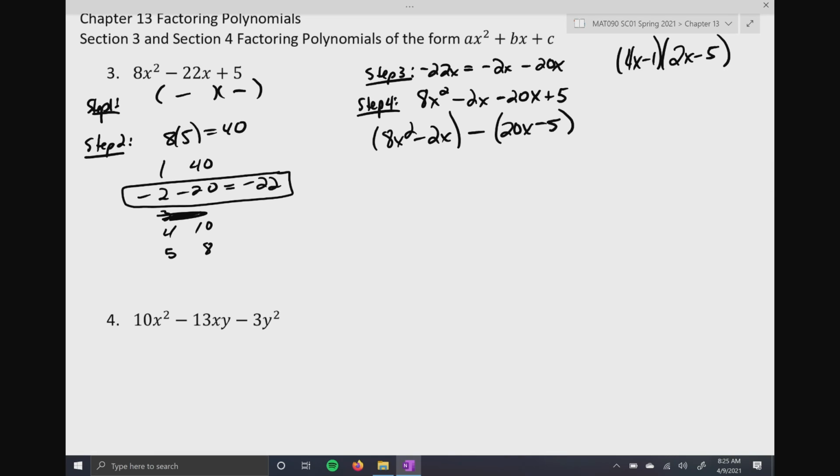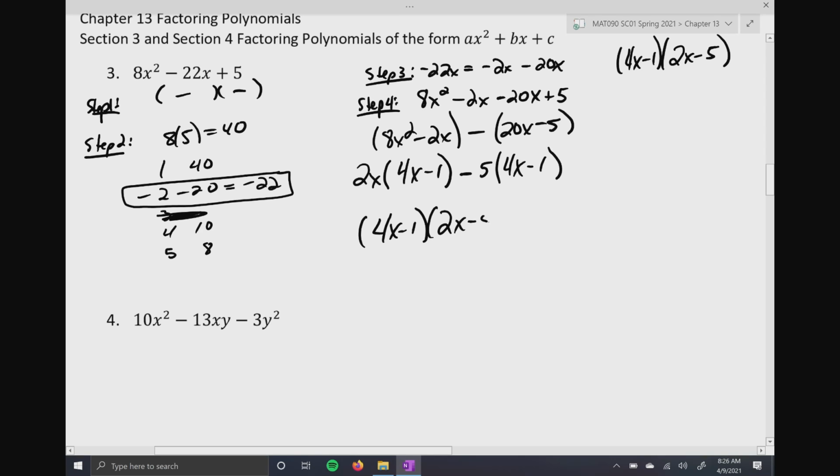Now, for my first GCF, factor out a 2x to give me 4x minus 1. And for the second grouping, I can factor out that 5 to give me 4x minus 1. Now I have a common binomial. I know I'm right. Factor the common binomial out. 4x minus 1. 2x minus 5 is left over. Perfect. Excellent job.